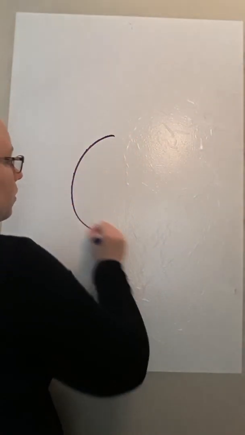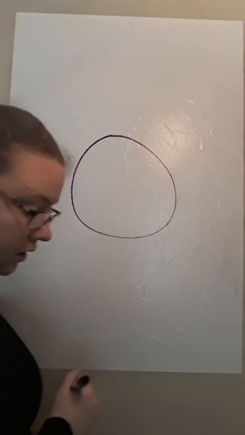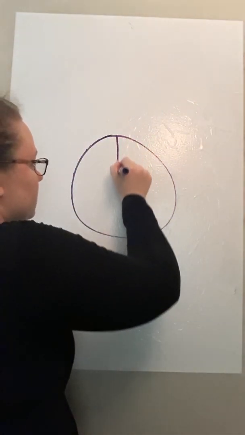All right, 9. In the circle at right, name each of the following: a radius, a diameter, and a chord. I have a circle. And there's this guy.